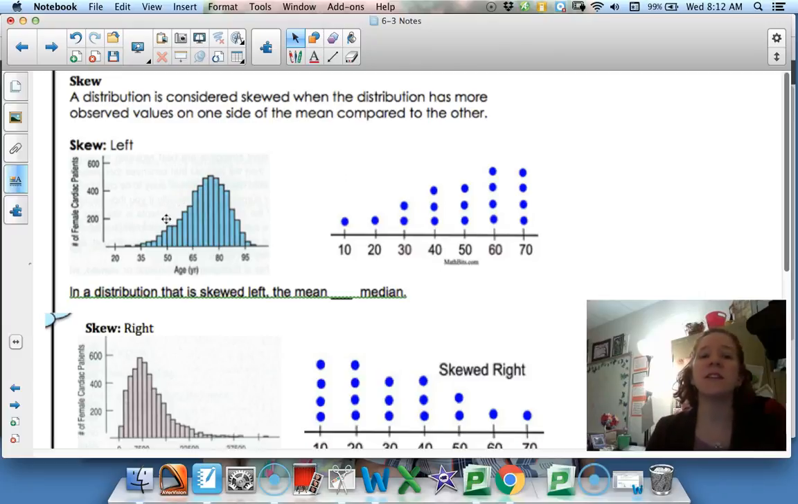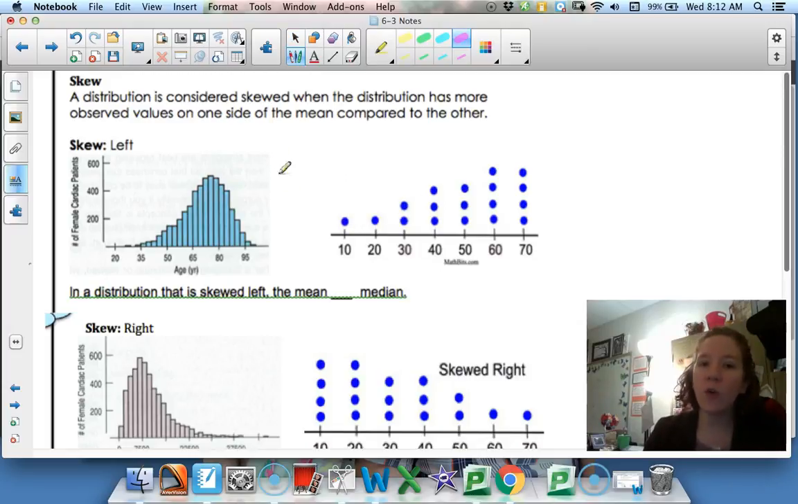Okay, the next characteristic we're going to look at is skew. A distribution is considered skewed when it has more values on one side of that center, or the mean, compared to the other. So we name them by their tail. I don't know why we do that, it's just the way we name them. You can see this one has a tail trailing off over here. We call this skewed left. Same thing with the dot plot. It slopes upward over here. The tail is to the left, so it's skewed left.